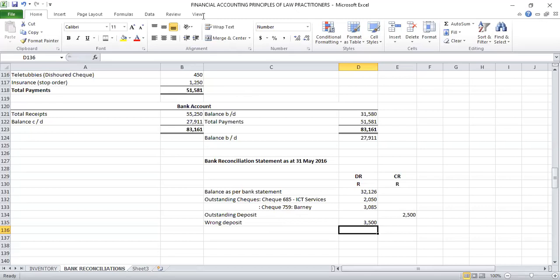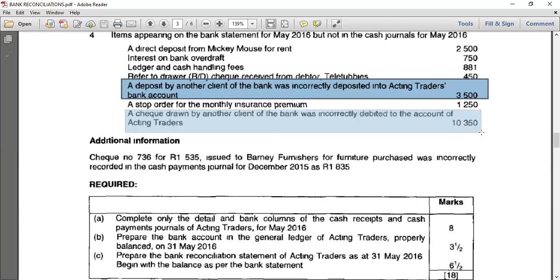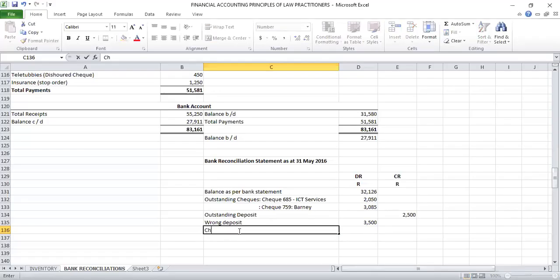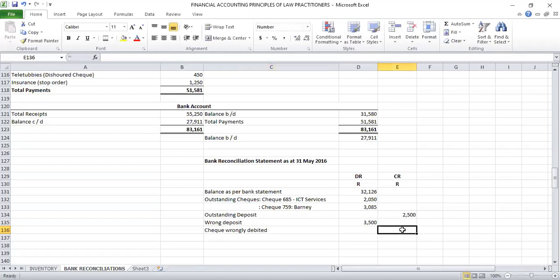Then we also had a check drawn by another client of the bank that was incorrectly debited to the account of Acting Traders. So if it was incorrectly debited, we have to credit it to cancel it. 10,350.